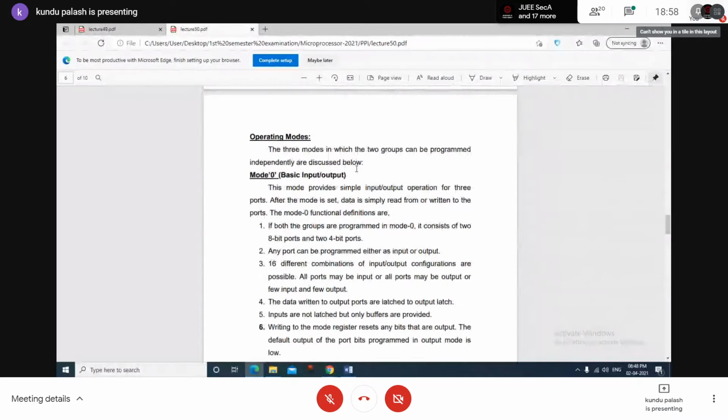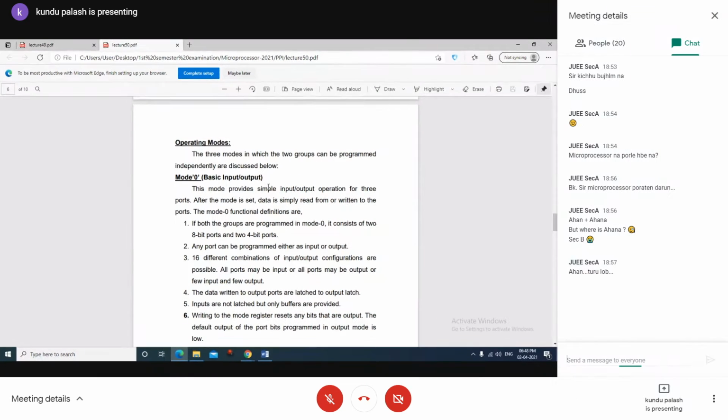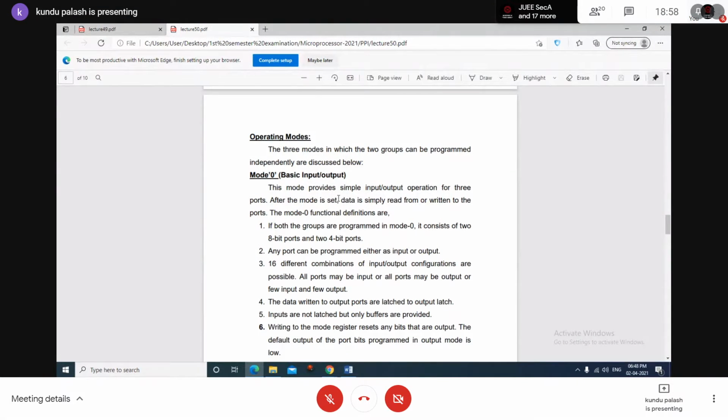what are the states for basic operating mode? Mode 0, that is basic input-output mode, which states this mode provides simple input-output operation for 3 ports. After the mode is set, that means when the control word or the command word is sent by the microprocessor to the 8255, the data is simply read from or written to the ports. The mode 0 functional definition is like this. If both the groups are programmed in mode 0, it consists of 2 8-bit ports and 2 4-bit ports.